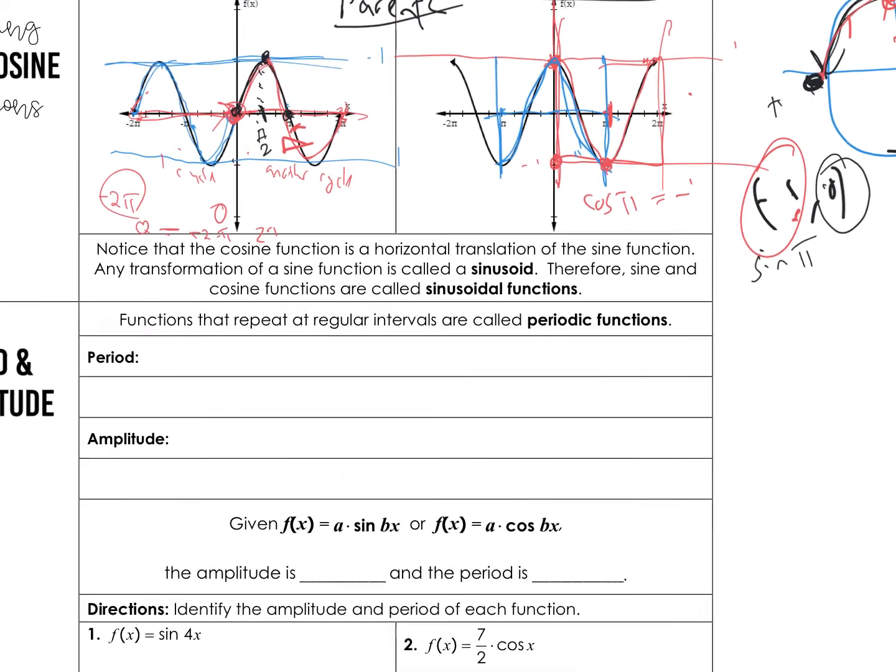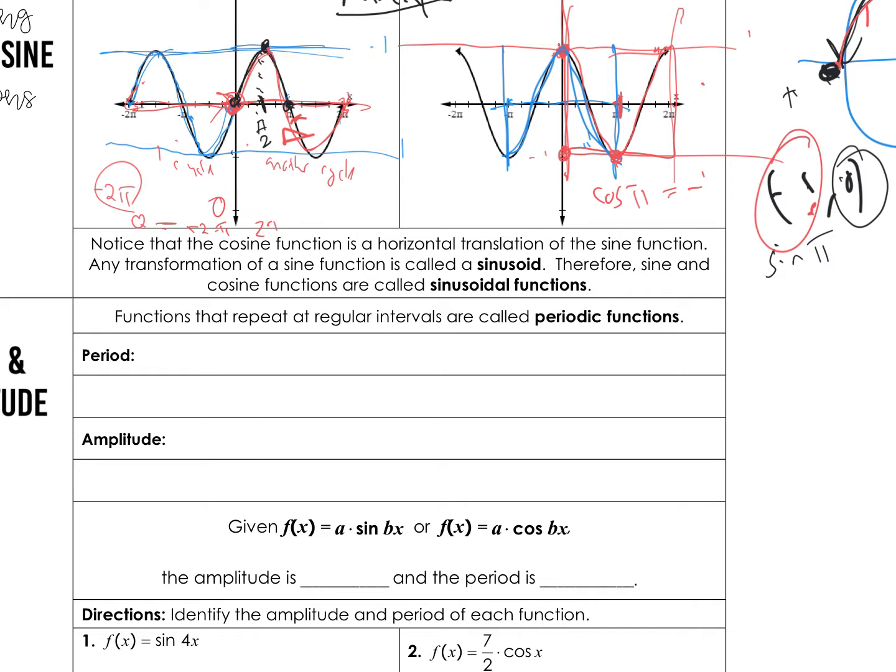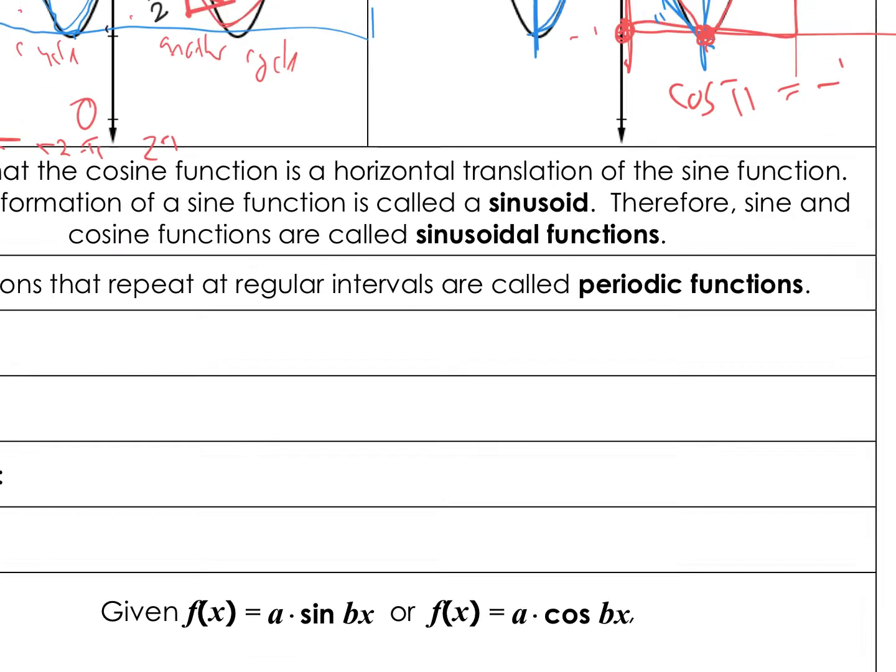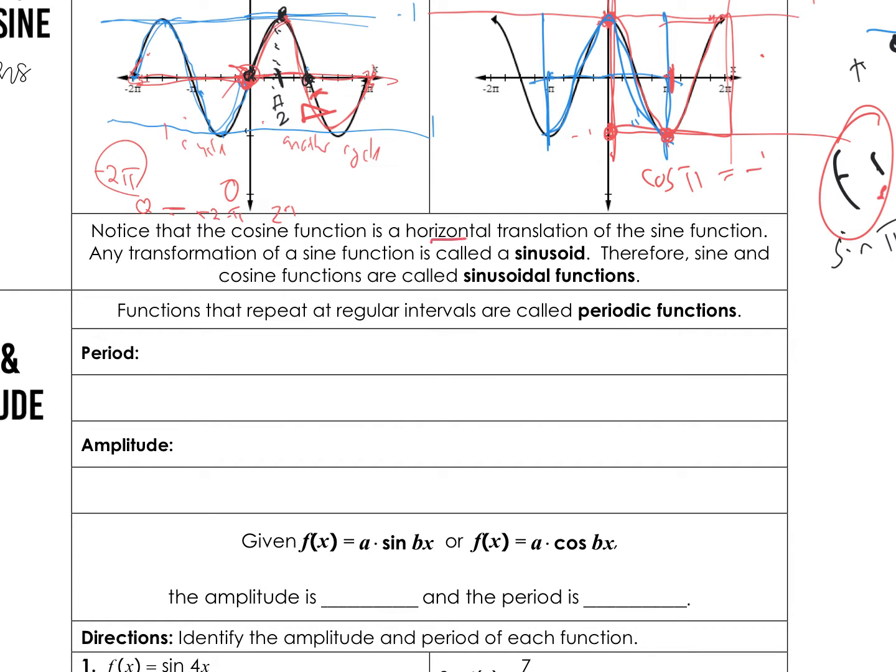Note, I already said this to you. Note that the cosine function is the horizontal translation of the sine function. They're telling you that the cosine function, this one right here, is actually the sine function after you move it. Well, you can move either one. Sure, you move the sine function to the left, it becomes the cosine function.